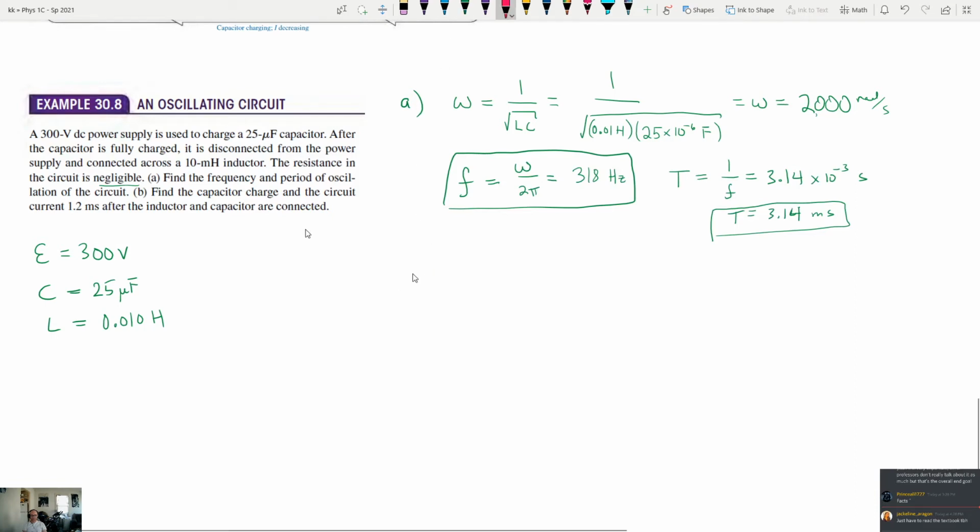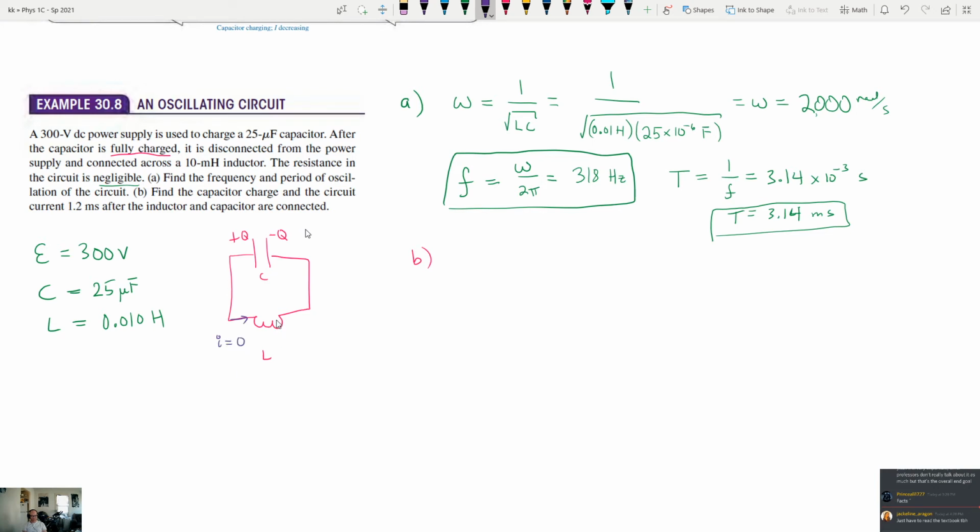That's part A. Okay, part B, find the capacitor charge and the circuit current 1.2 milliseconds after the inductor and capacitor are connected. So this is actually pretty complicated because we've got to go back and think about everything that was said. They told us that in this situation we had a capacitor and an inductor, and the capacitor started off fully charged, right? So we know that this is our scenario at t equal to 0. We have maximum charge and 0 current, right?